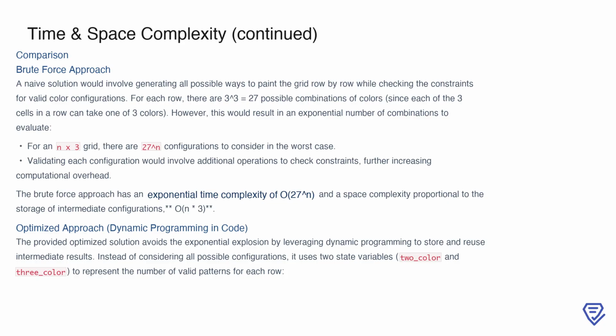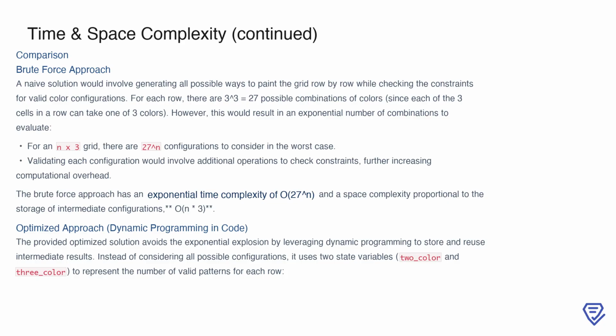Let's compare this optimized dynamic programming solution with a brute force approach. In a naive solution, we would generate all possible ways to paint the n times 3 grid. Since there are 27 possible combinations of colors for each row, this approach would involve recursively validating each combination to ensure adjacent cells meet the constraints. For n rows, this would result in a time complexity of O(27 to the power of n), as the number of combinations grows exponentially with n. Additionally, the recursive stack would grow linearly with the number of rows, leading to a space complexity of O(n).